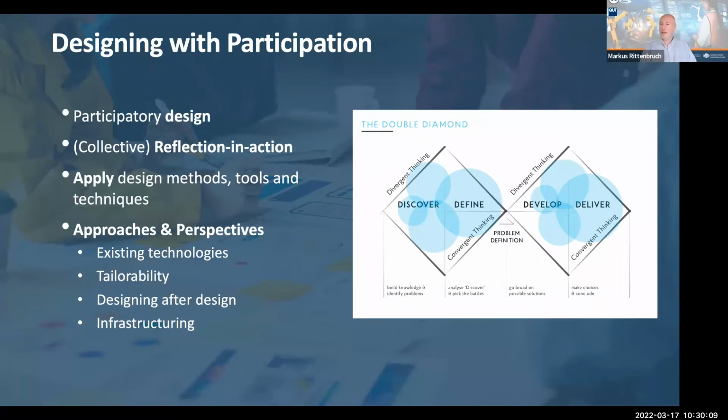The notion of designing after design. So once a technology has been integrated, it doesn't mean that's the end of the design process. It might continue to need further adjustment, etc. And the broader notion of infrastructuring, which looks at the fact that it's not just individual technologies, but also the overall socio-material settings within which the technology is situated that might need to be designed.